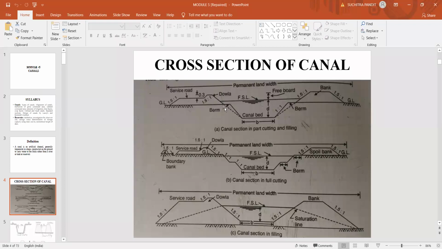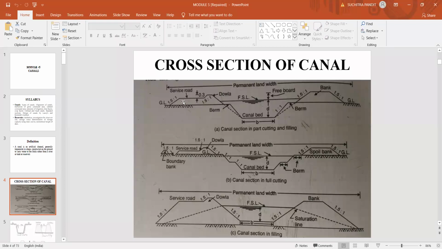Now this is the typical cross section of the canal. So generally it will be in trapezoidal shape, and this is the bed of the canal. And on two sides generally a slope is provided. Slope is provided in the ratio 1:1, and this figure shows the canal section in partial cutting and filling. And here these are the embankments, earthen embankments on both sides.